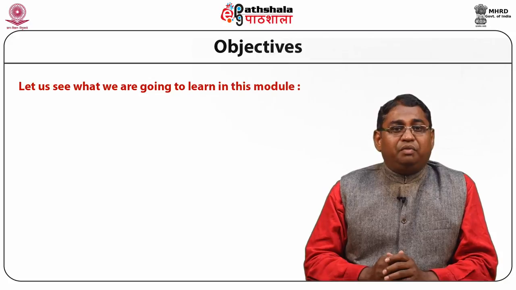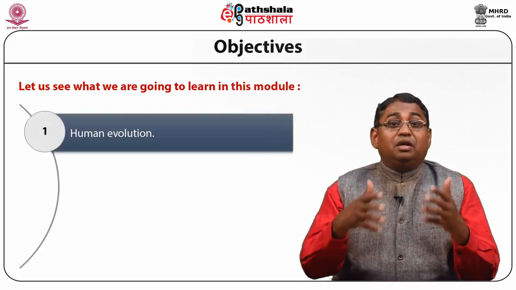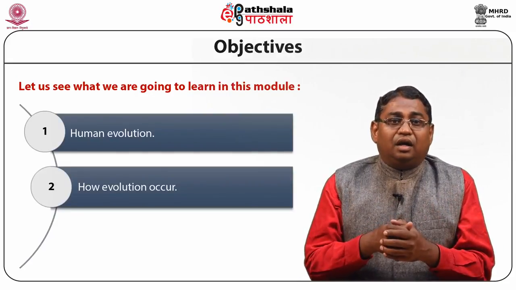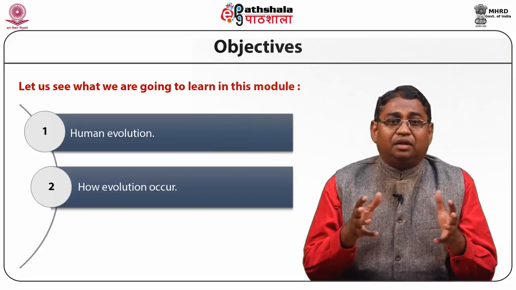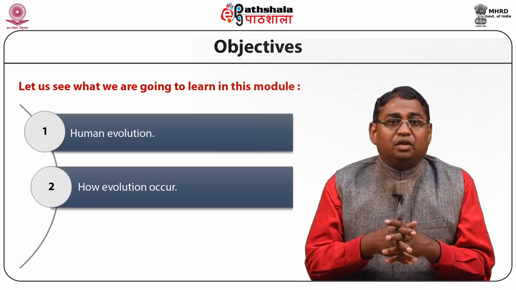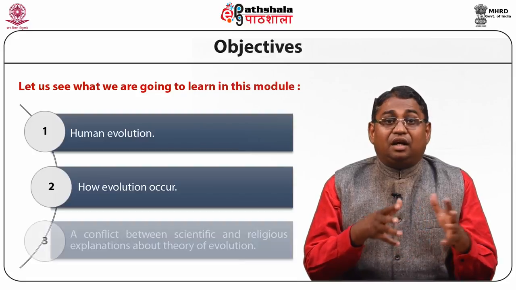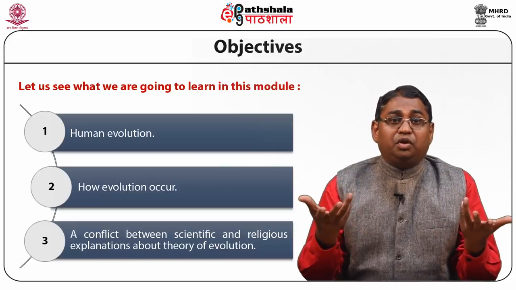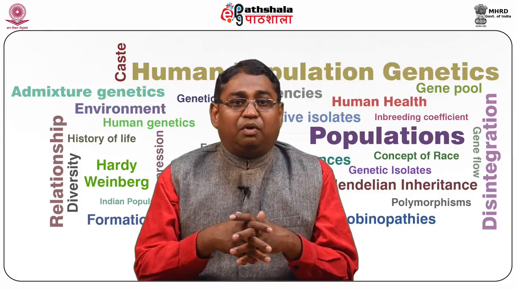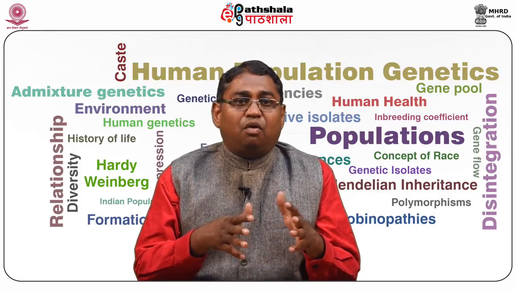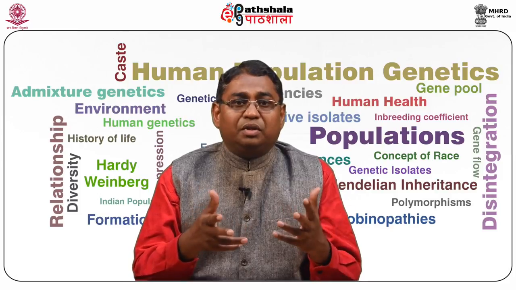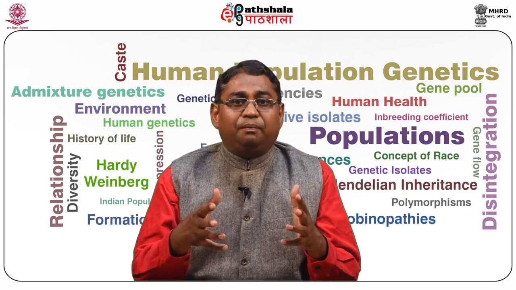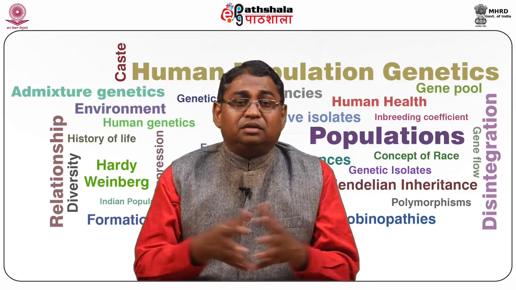First, we will know about human evolution, how evolution occurred, and at the end, after studying this module, you personally will see a conflict between scientific and religious explanations about the theory of evolution. Physical anthropology is concerned with all aspects of how humans came to be and how we are adapted physiologically to the external environment.